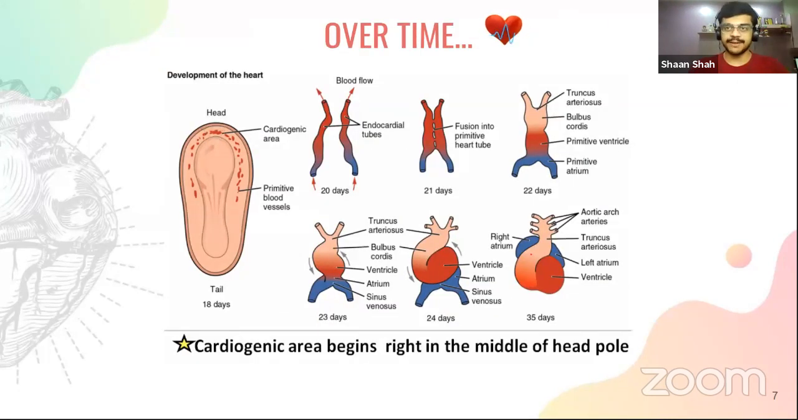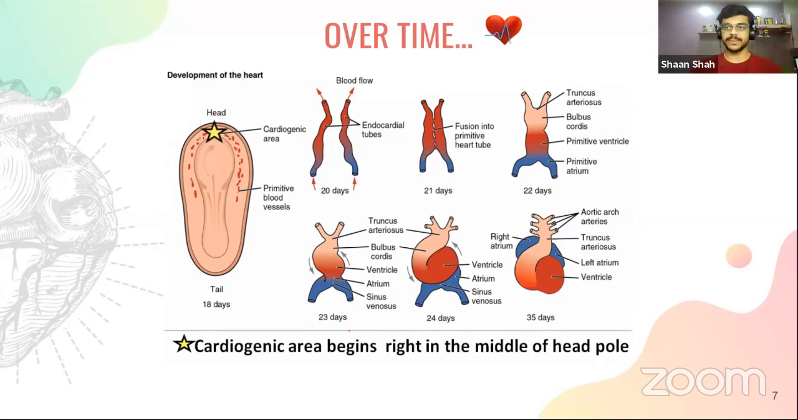So here is a diagram which summarizes entire heart development. At day 18, here is the cardiogenic area in the middle of the head pole. At day 20, the 2 endocardial tubes. At day 21, fusion of 2 endocardial tubes into single primitive heart tube. Here are the dilatations of the primitive heart tube. Starting caudally, the 2 horns of sinus venosus, the primitive atrium, primitive ventricle, bulbus cordis, and truncus arteriosus.